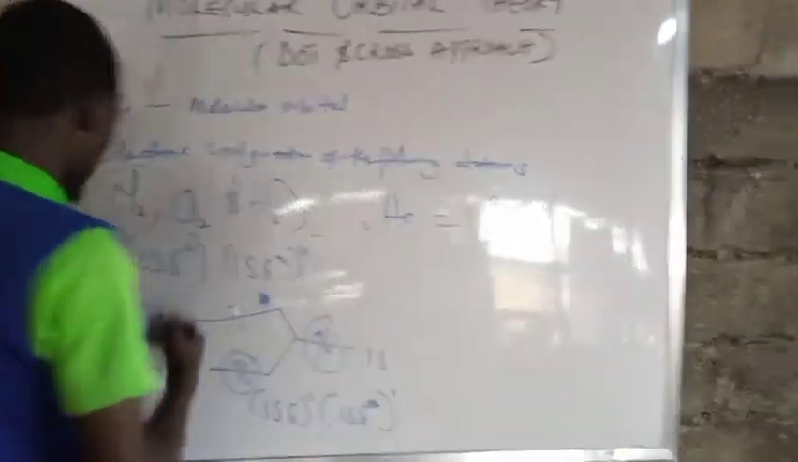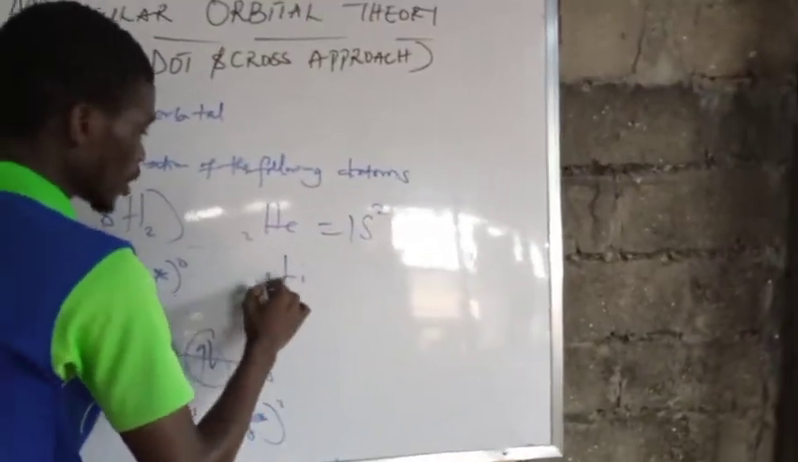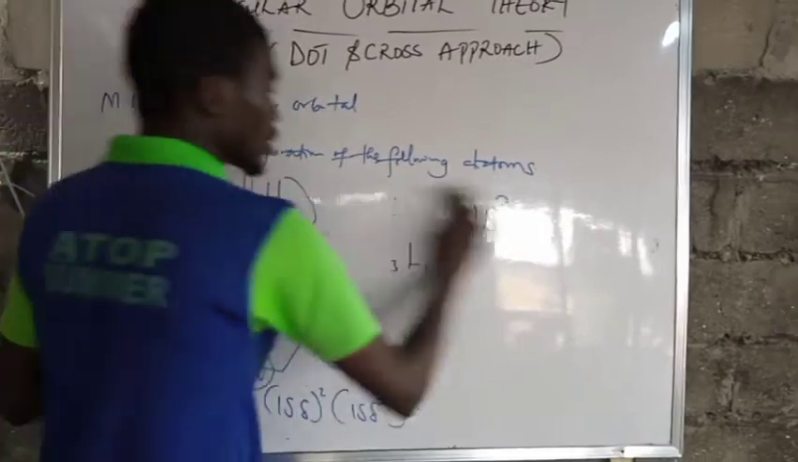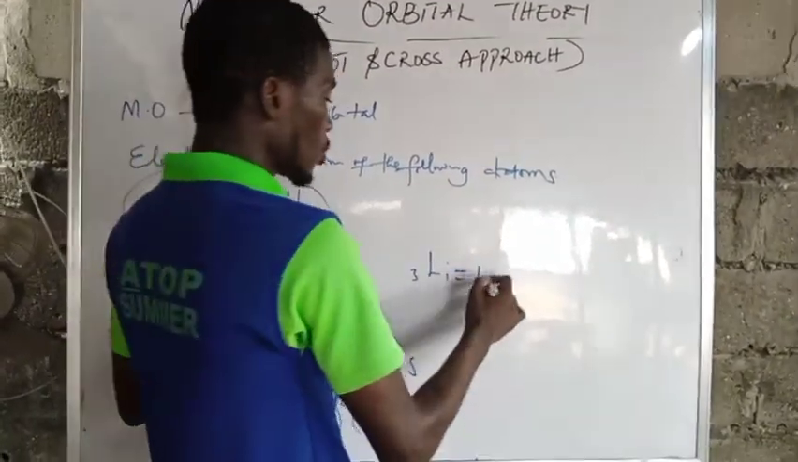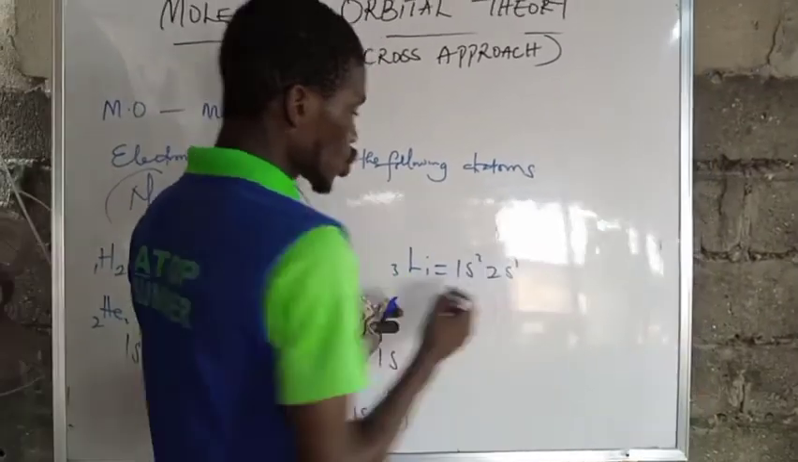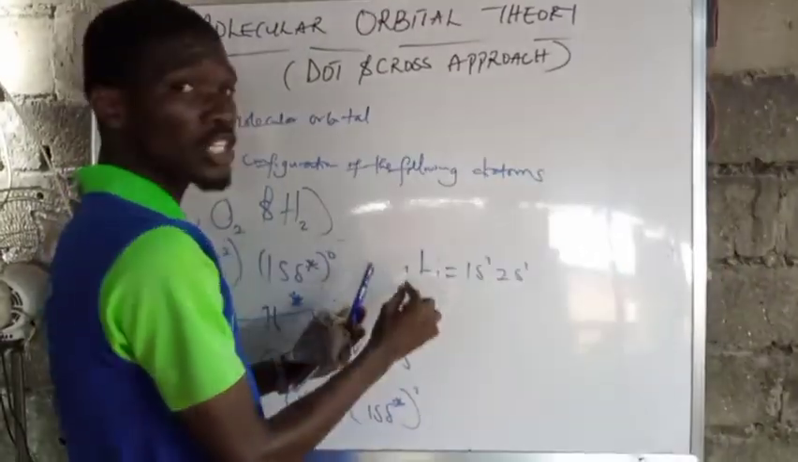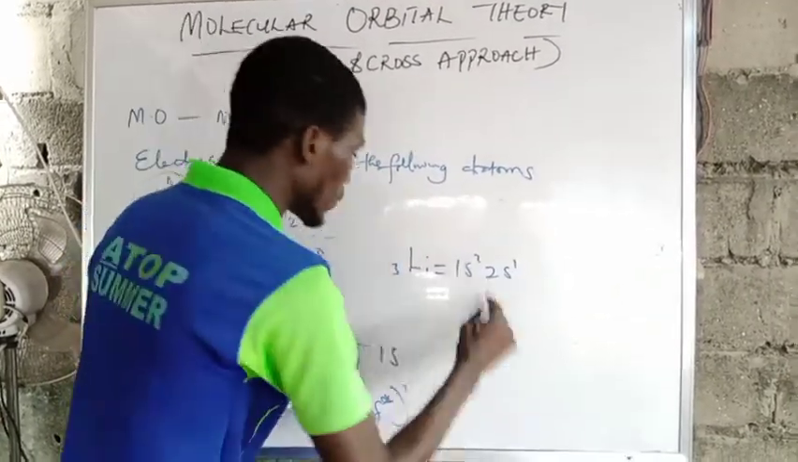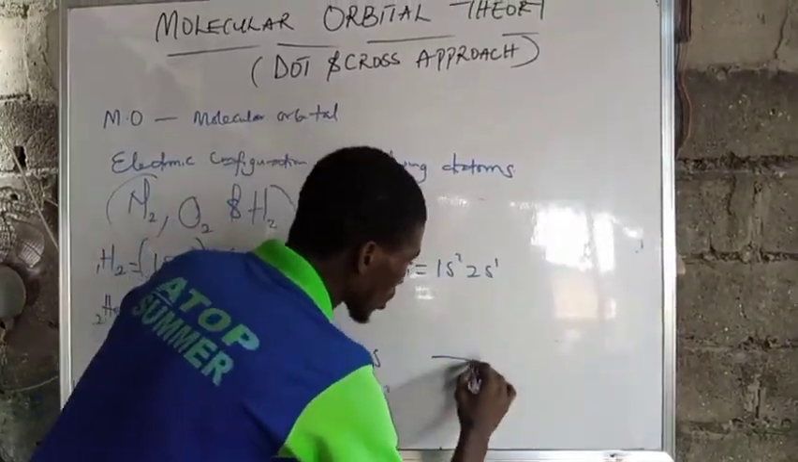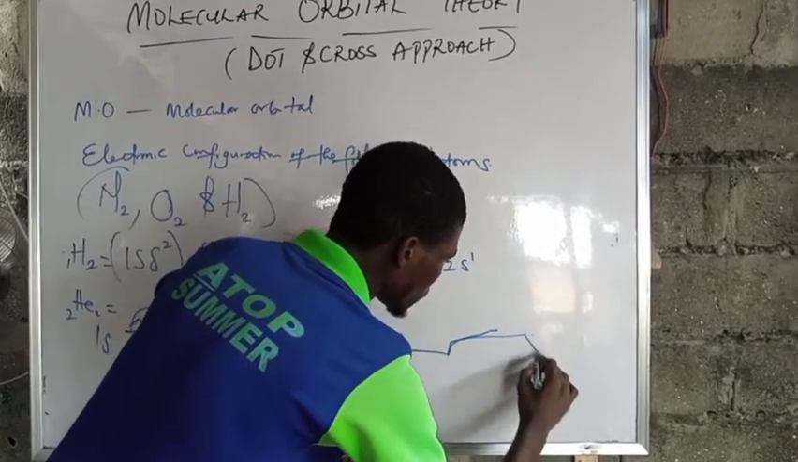The next one, after helium, we have lithium. Lithium is 3. So the next thing to do is write out the electronic configuration of lithium, which is 1s2, 2s1. And if we take lithium to be a diatom, which is 2 of lithium, don't forget your molecular orbital structure.